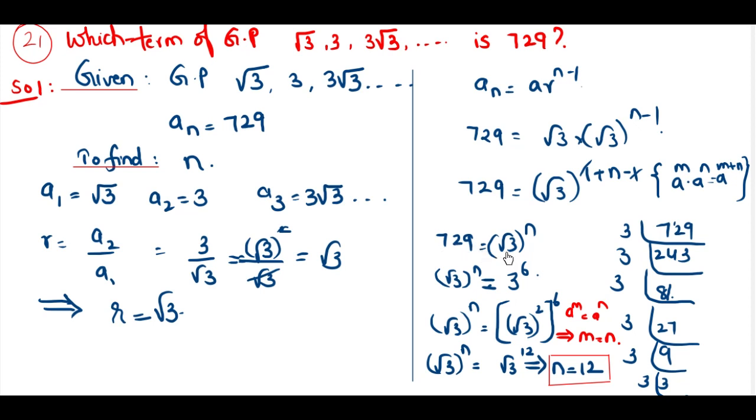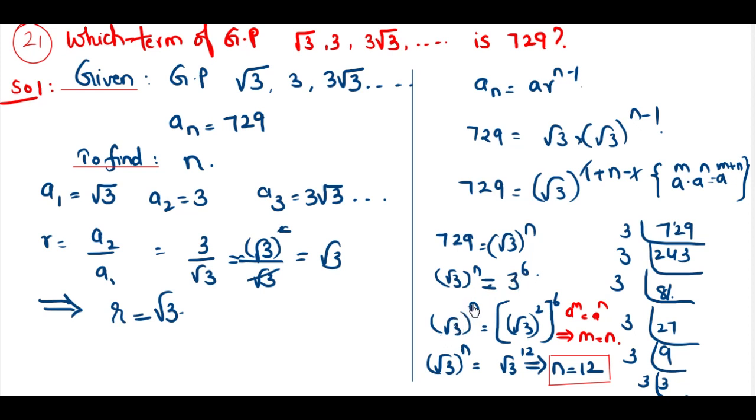What will be left? 729 is equal to root 3 whole to the power of n. Let us factorize this 729. 3 2s are 6, 1 is left. Now 3 4s are 12 and 3 3s are 9. Again we have 3 8s are 24 and 3 1s are 3. Then we have 3 2s are 6, 2 is left, it will become 21. So 3 7s are 21. Then again 3 9s are 27 and 3 3s are 9 and 3 1s are 3. So this 729 can be written as, counting 1 2 3 4 5 6, 3 to the power of 6.